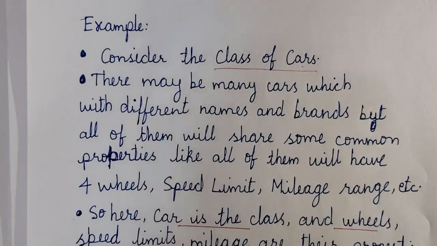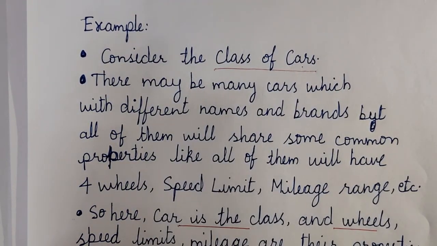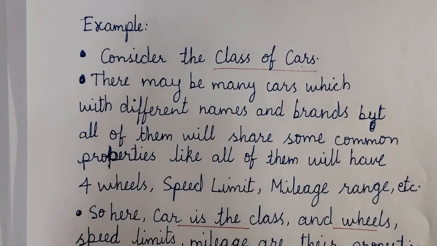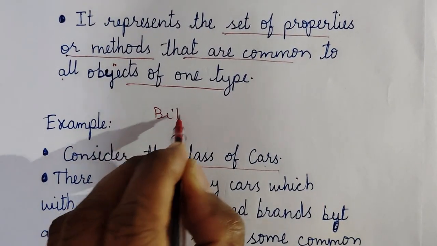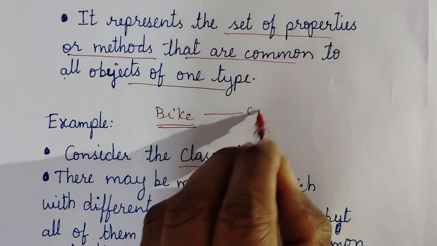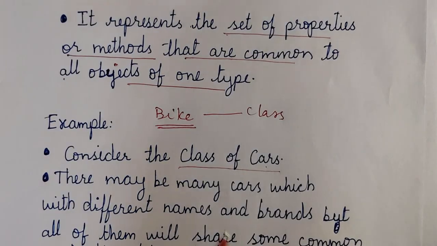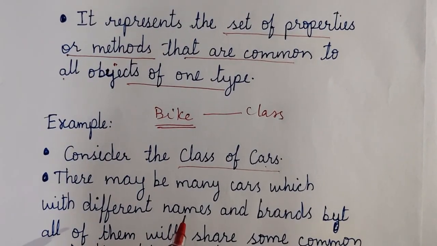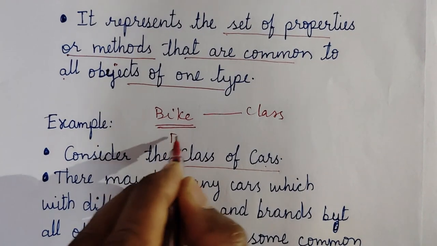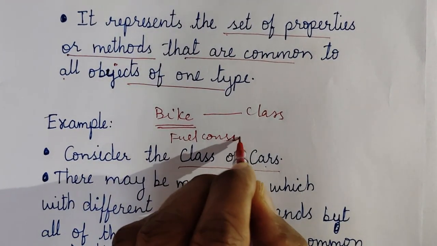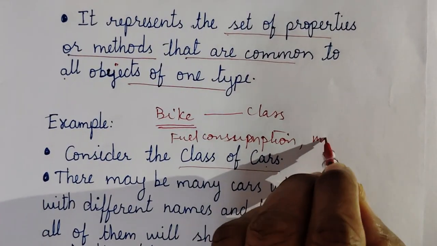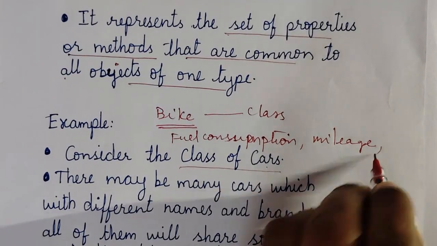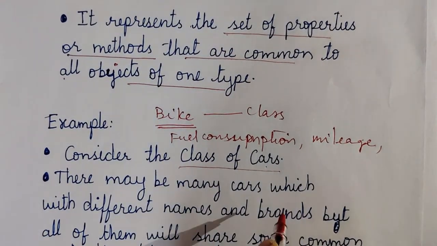Okay? If we consider another example, the two-wheeler, which is called a bike, comes under the name of the class. But what are the properties of the bike? Again, fuel consumption, or mileage, and mileage.